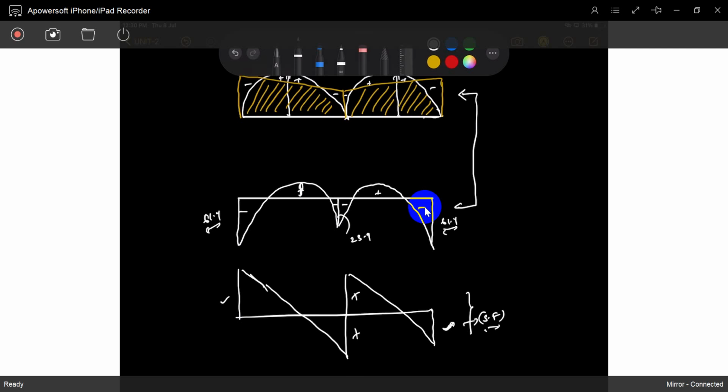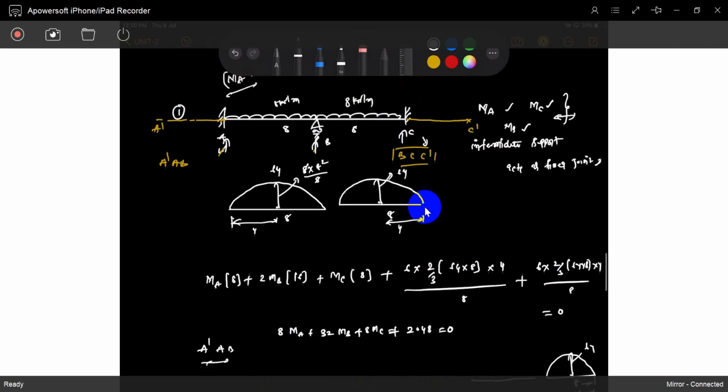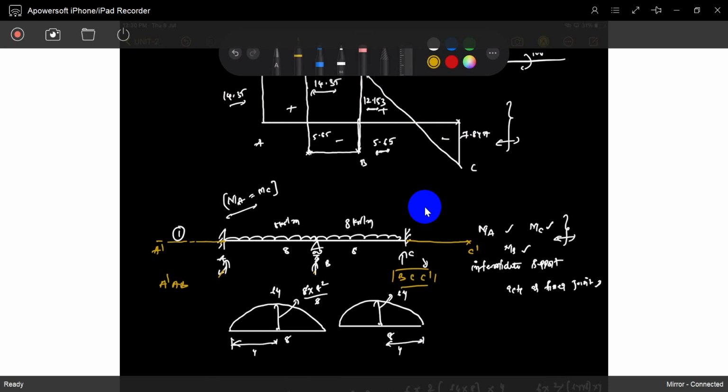That is the bending moment diagram. You can write the deflection diagram also. How does it deflect? Because B is an intermediate support with uniformly distributed loading among those two spans, and it is symmetrical.